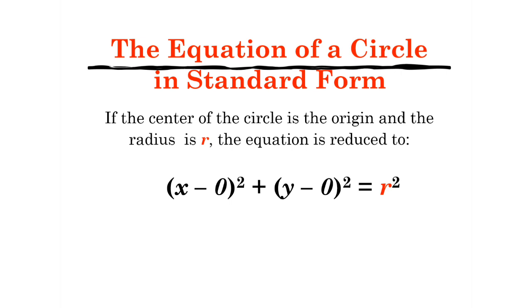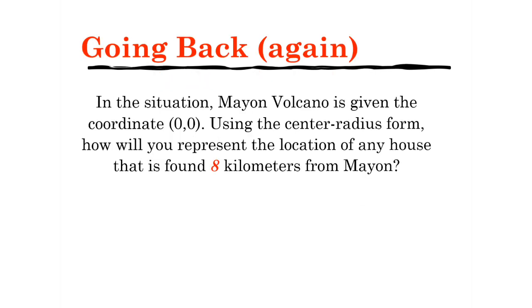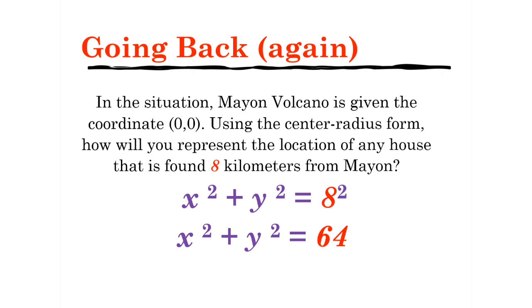So you're going to have x squared plus y squared is equal to r squared. And earlier it was mentioned that it's an 8 kilometer danger zone. So that means that will be your radius. So if you substitute that, it's going to be 8 raised to 2. So x squared plus y squared is equal to 64. So this implies that the equation representing those that would be affected by the eruption is this.